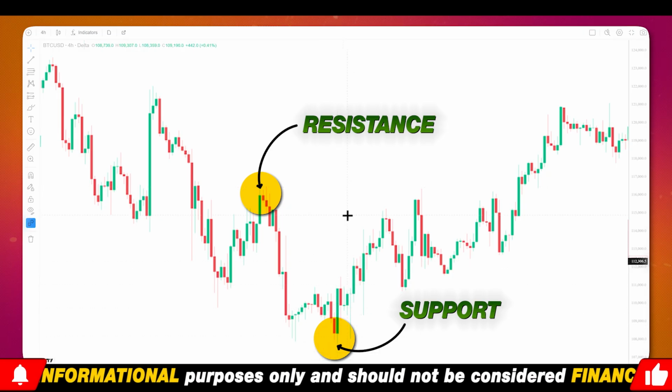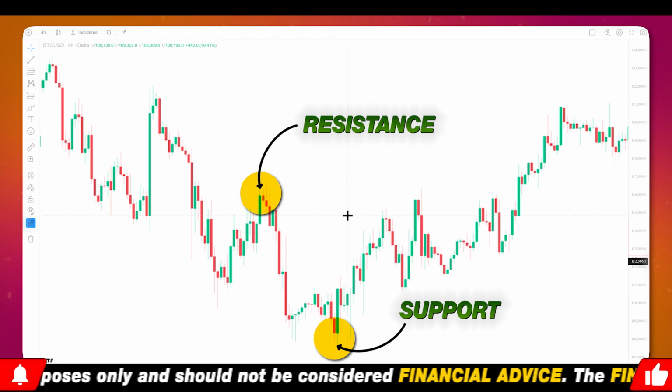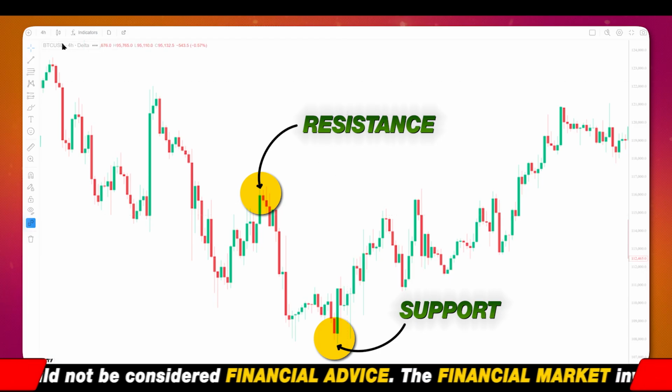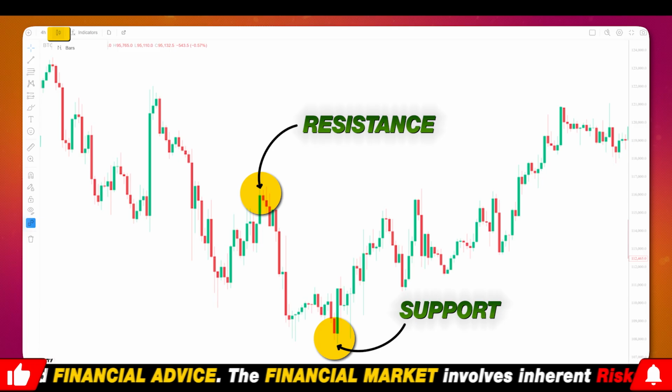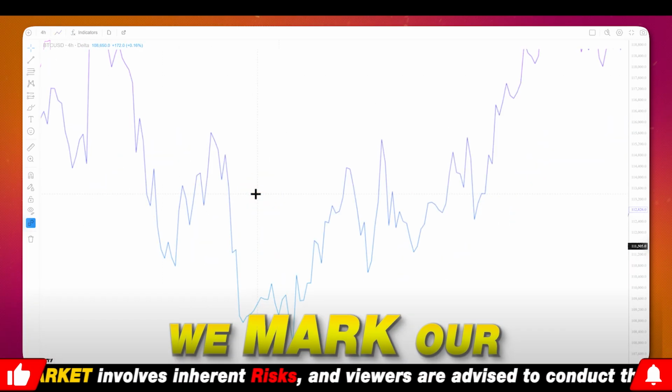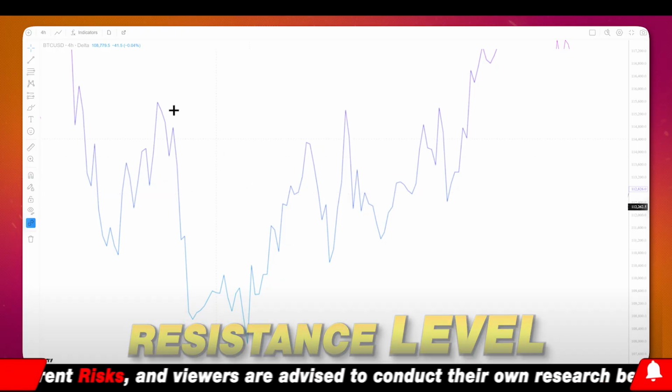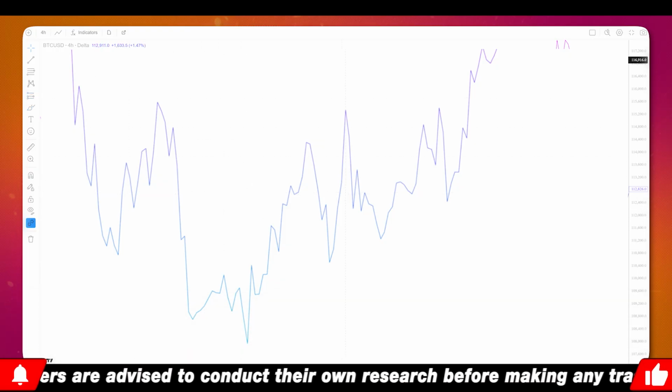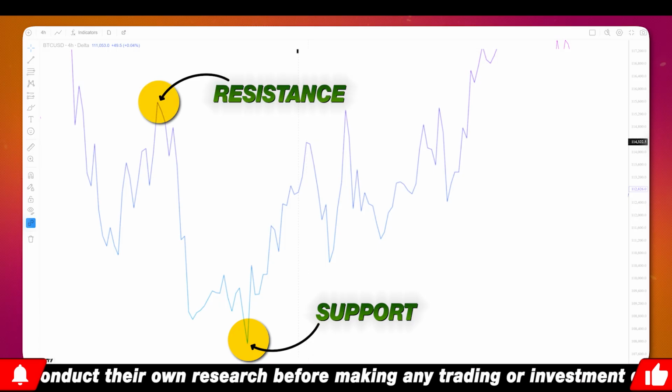Now, I know that many people get confused with candlestick patterns. So what we do here is we first switch the candlestick chart to a line chart. After converting to a line chart, we mark our support and resistance level. You can clearly see this is our support and this is our resistance.